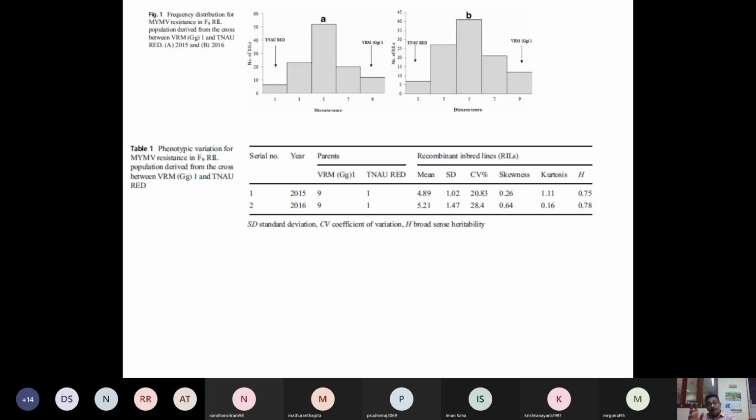If one parent is highly susceptible with a 9 score and the other parent is 1, it is very good. Then you can score the RILs. Some RILs will be moderate, some moderately resistant, some highly resistant. You can see that among the RILs themselves there is a lot of variation because they are recombined. The recombination happens between the parents, so the transfer of this trait happens to the recombinant inbred lines.